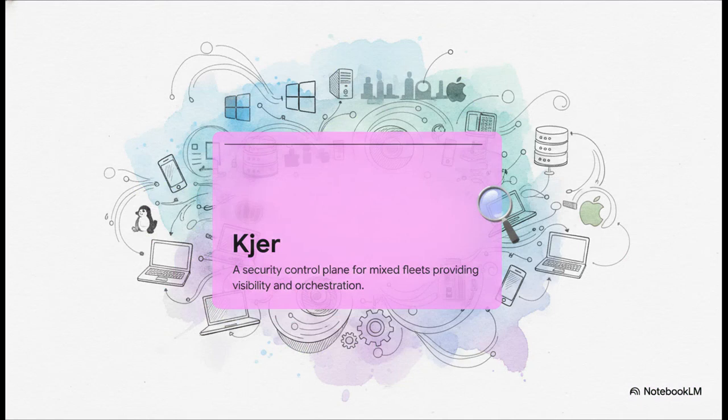Before we talk price tags, let's define what value is actually being delivered here. Directly from the source material, Kjer acts as a security control plane for mixed fleets, providing centralized visibility and orchestration across Windows, Linux, and macOS environments. I really want you to focus on those key words: visibility, orchestration, and mixed fleets. You aren't just buying some basic antivirus for one type of device. What you're getting is a unified bird's-eye view and management system for your entire diverse operating system ecosystem.